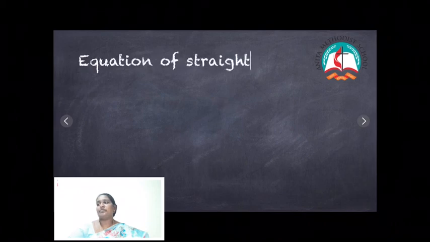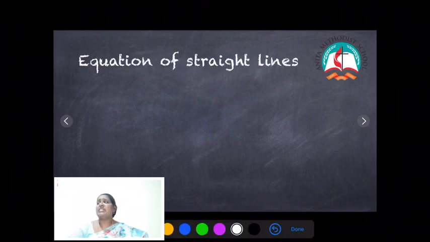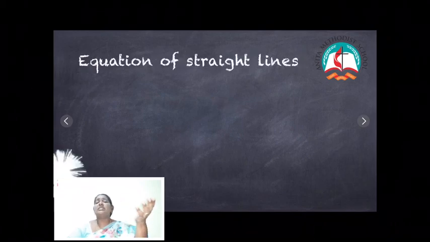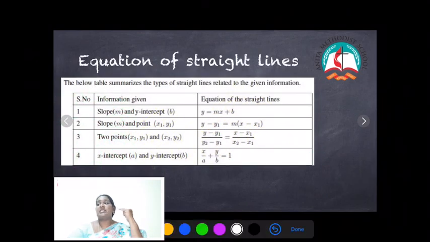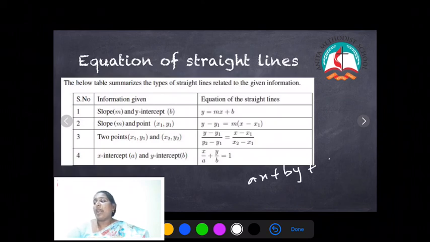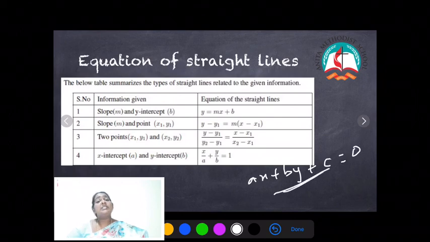Next, equation of the straight lines. In the equation of the straight lines, what did we learn, children? We know the general form of the equation of the straight line. What is the general form? Ax plus by plus c is equal to 0. This is the general form of the equation of the straight line.